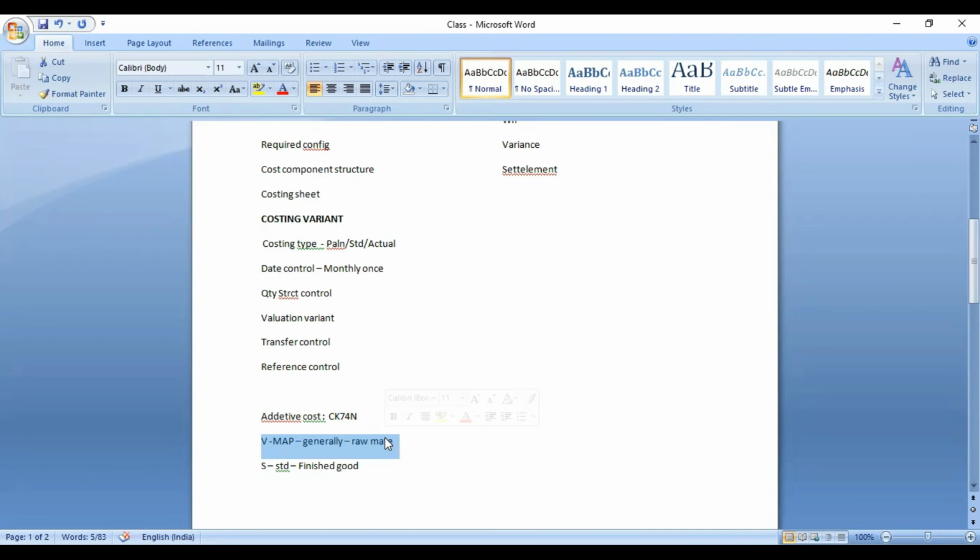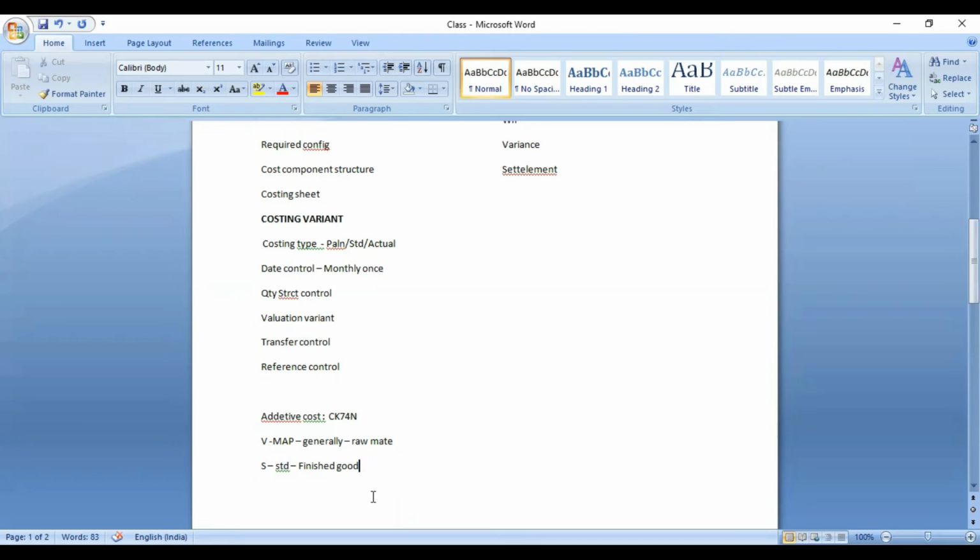Actually, I was thinking the other way. Normally the raw material will always have a standard cost, and that's how we will always get variances. But generally, for raw material, we use price control V.